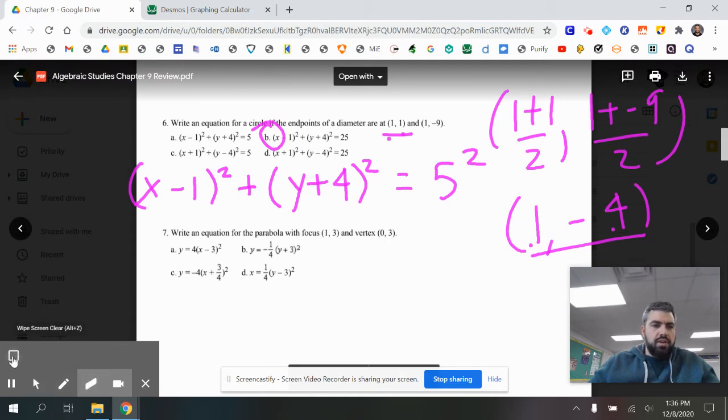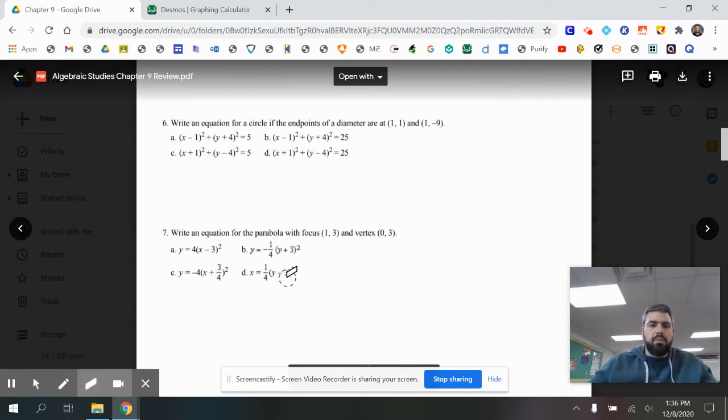All right, number 7. It says write an equation for a parabola with focus 1, 3 and vertex 0, 3. Okay, so basically what we want to do with this problem is if we know the vertex, we know that for sure it's going to be of some form that we can look up later. Now, if we know the vertex is going to be at 0, 3 and the focus is at 1, 3, it means that the focus has moved 1 unit on the x-axis.